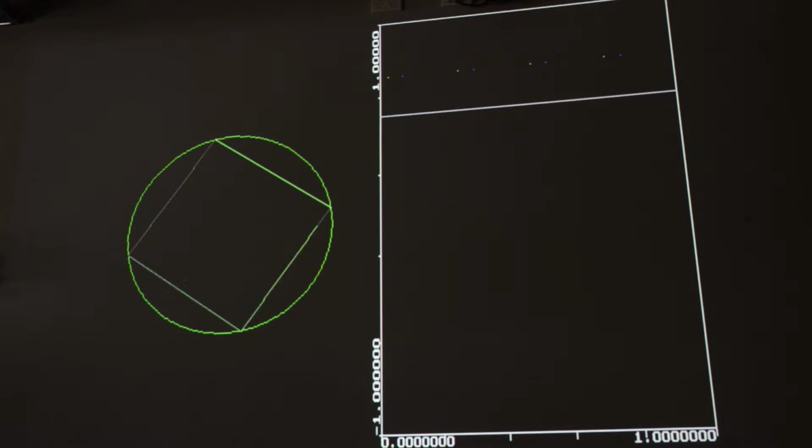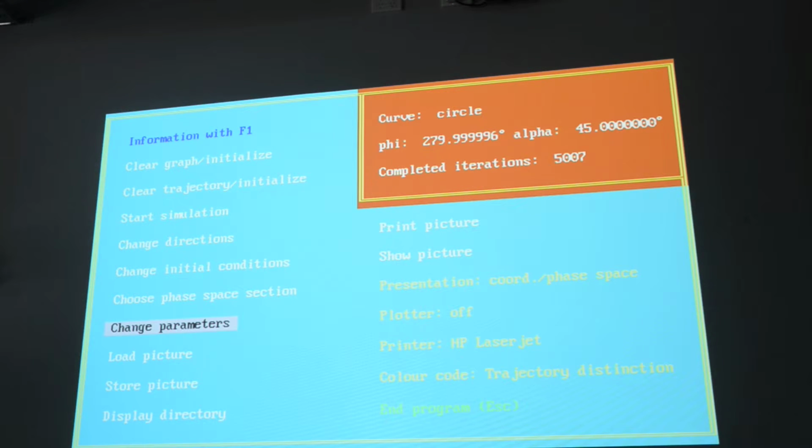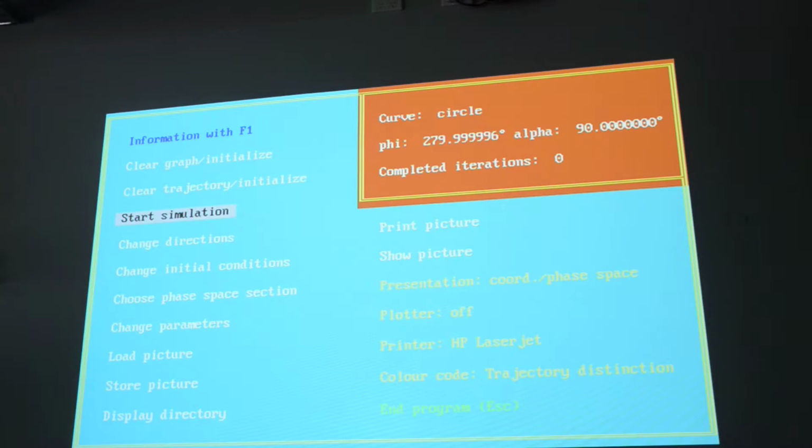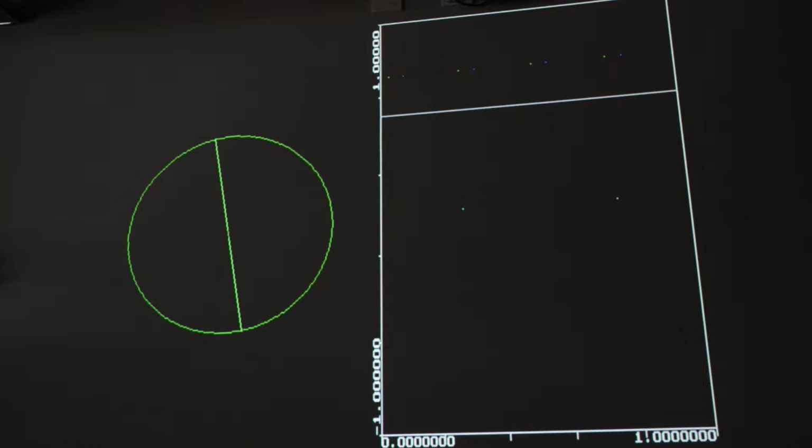Okay. So you see, I made another square, and it's not at the same angle, and each one is separated by 360 over 4. Okay. And let me change it again. Let me change this to 90 degrees. Okay, and I think you'll agree that those 2 points are these 2 points, right?